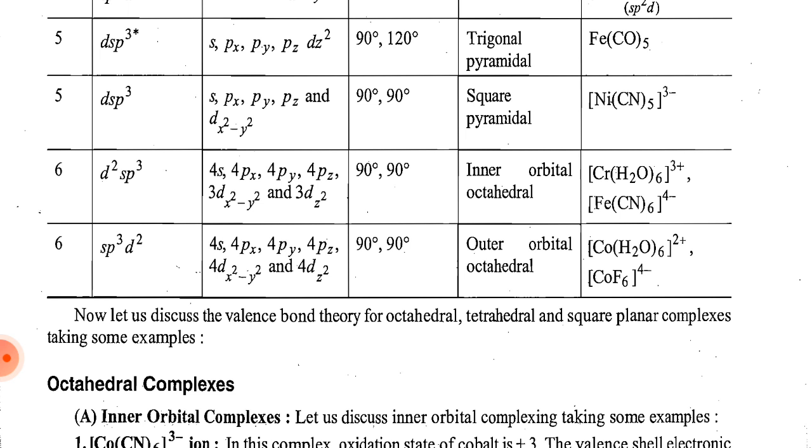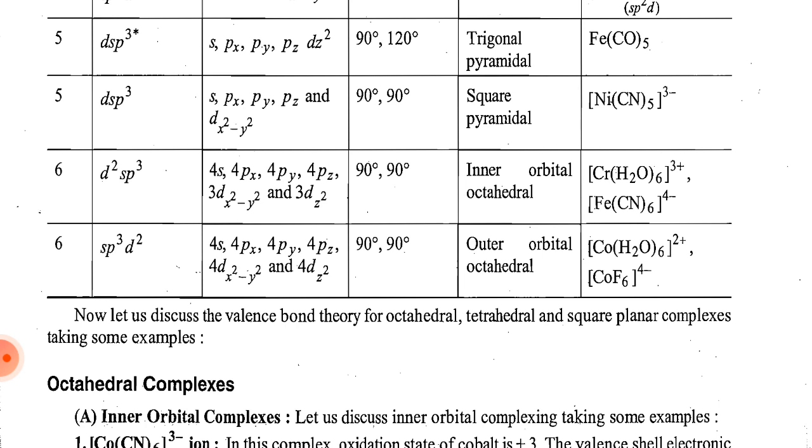Coordination number 6, sp3d2. Orbitals involved are 4s, 4px, 4py, 4pz, 4dx2-y2, and 4dz2. Bond angle is 90 degrees, 90 degrees. Geometry is outer orbital octahedral. Examples are Co(H2O)6 2 plus, CoF6 4 minus.